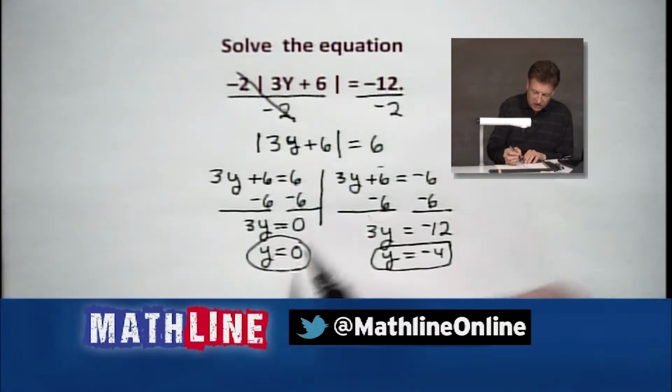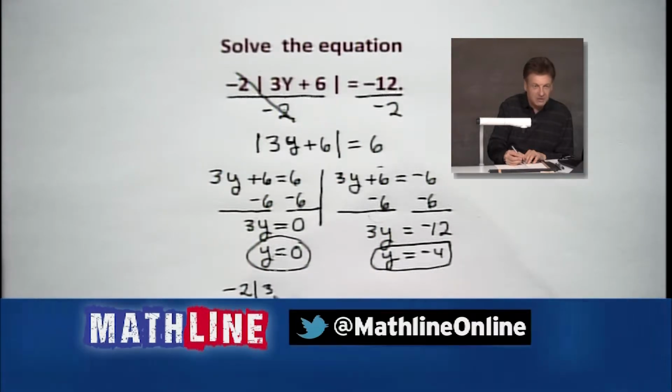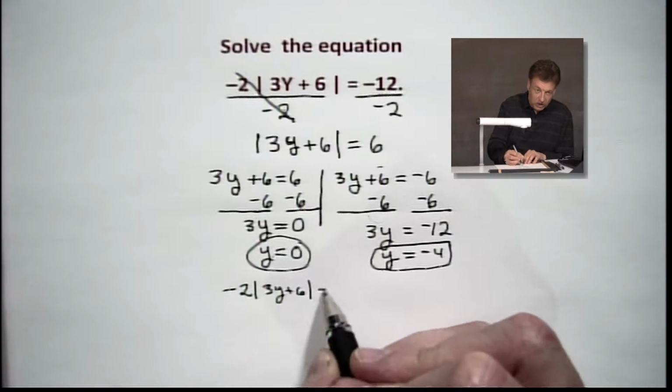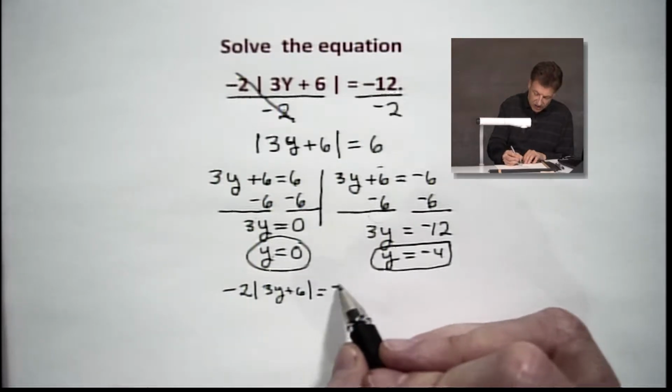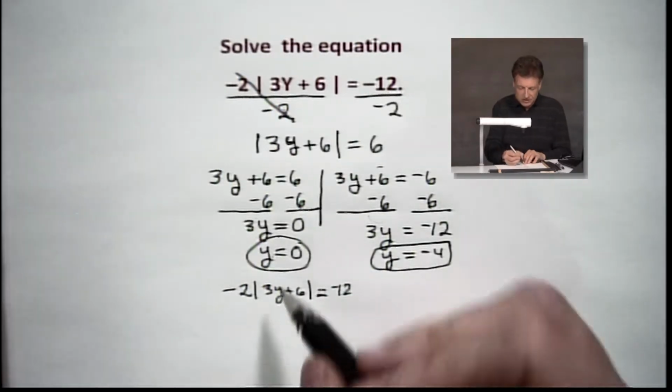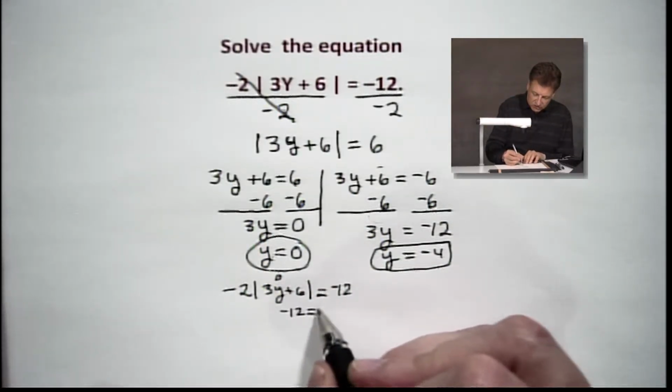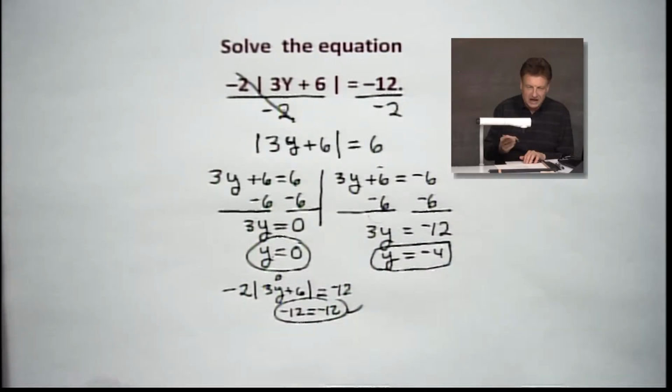First of all, the 0. If we put a 0 in there, let's go back and rewrite that. Got a little room down at the bottom for me, guys. Negative 2 times the absolute value of 3y plus 6, will we get negative 12? Well, let's find out. Put a 0 in there. That's pretty easy. 0 plus 6. We're going to have negative 12 equals negative 12. Life is good.